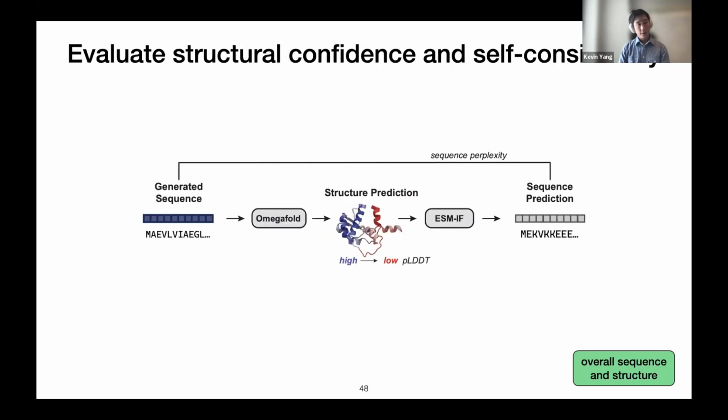To be a little bit more quantitative and to look at overall sequence and structure, we have a pipeline. It's very similar to that self-consistency TM score pipeline. So we generate sequences, we run them through OmegaFold to get structure predictions, and we can look at how confident those structure predictions are using the predicted LDDT from OmegaFold. Then we can fold those using ESMIF or ProteinMPNN and compare the sequence perplexity between the original generation and the prediction at the end of this pipeline.